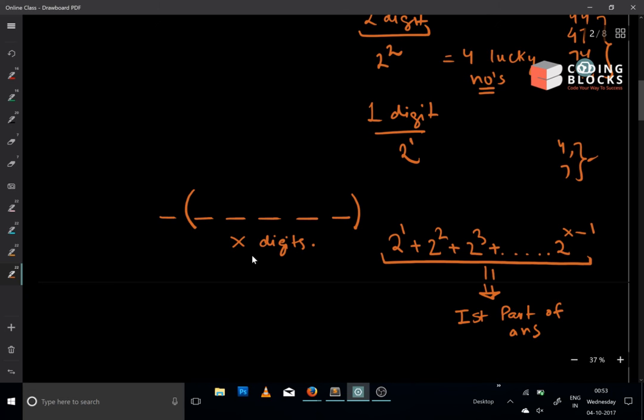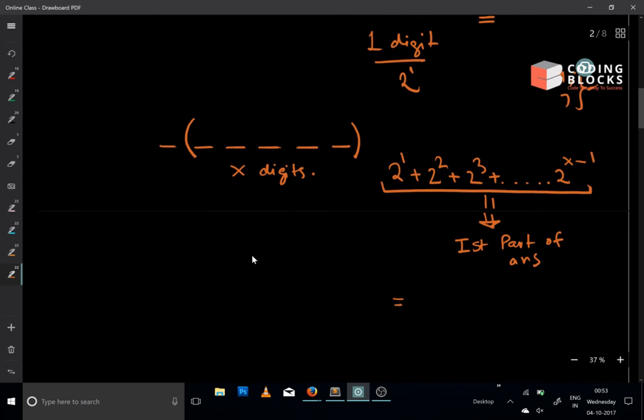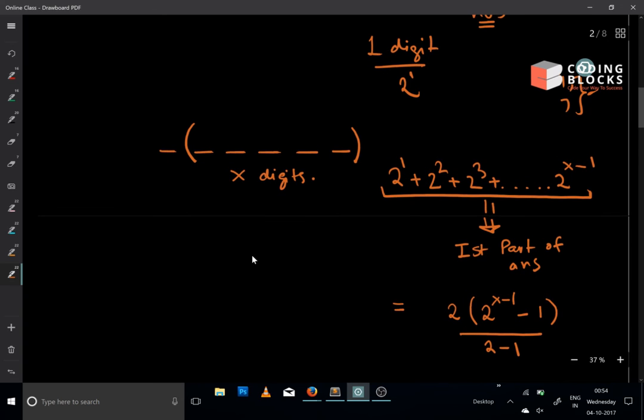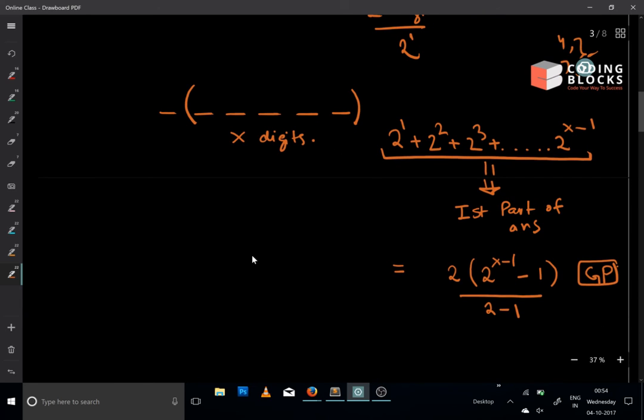And we know this is a geometric progression, so this series can be written like this: 2 into (2 raised to the power x minus 1, minus 1) divided by (2 minus 1), using the formula of GP. So this is the first part of my answer.